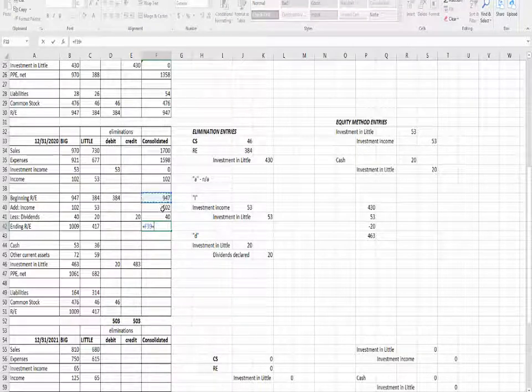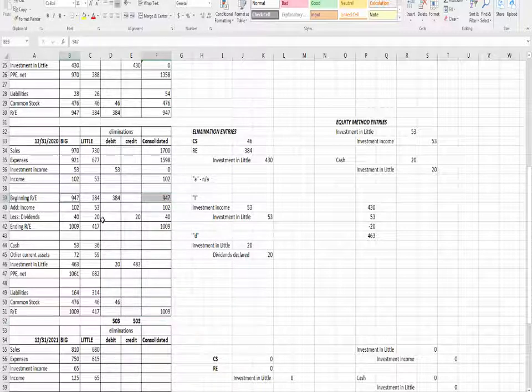So beginning retained earnings plus income minus dividends gives me my ending retained earnings of $1,009, which I immediately transfer down to the balance sheet as ending retained earnings. Now, as you may have noted, beginning consolidated retained earnings is the same as Big's beginning retained earnings. Consolidated ending retained earnings is the same as Big's ending retained earnings. That is a reliable check figure for the moment. As we start getting into more complex problems, that will no longer be a reliable shortcut you can take. So please don't try to take that as a shortcut.